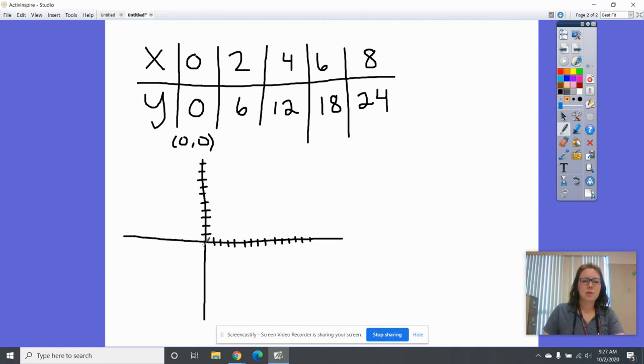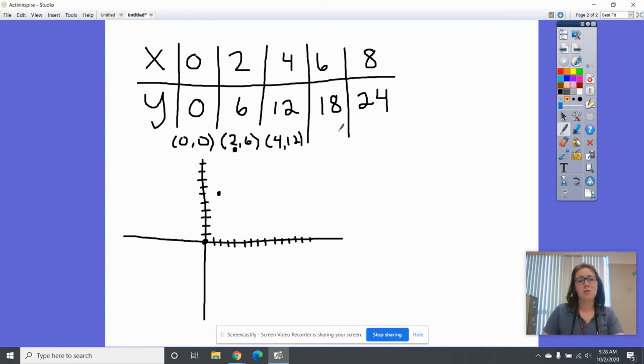Okay, so 0, 0 is right here. Then the next one is 2, 6, because X is always first and then Y. So I go over 2 and I go up 1, 2, 3, 4, 5, 6. And the next one is 4, 12. So I go over 4, 1, 2, 3, 4, and I go up 12. Well, I know that was 6, 7, 8, 9, 10, 11, 12 is going to be up here.